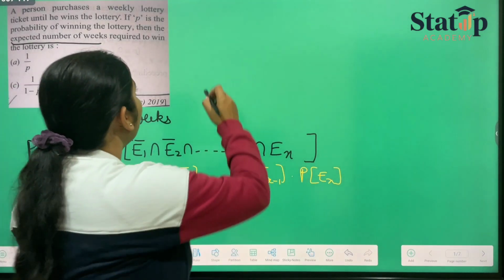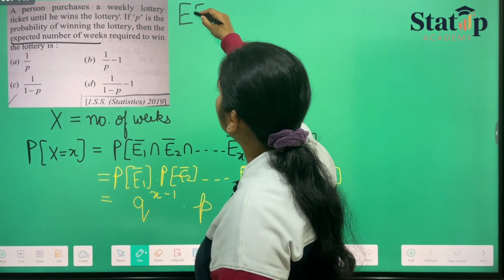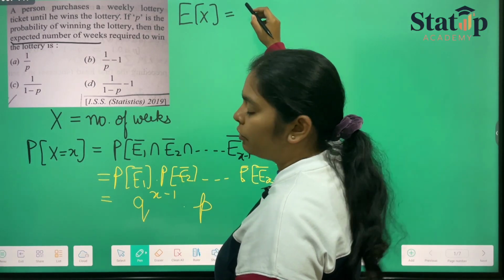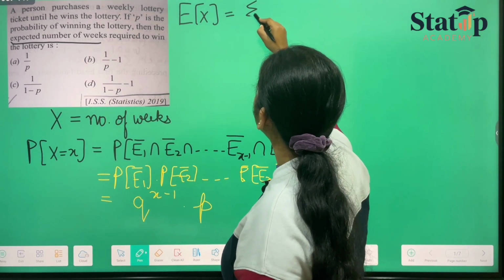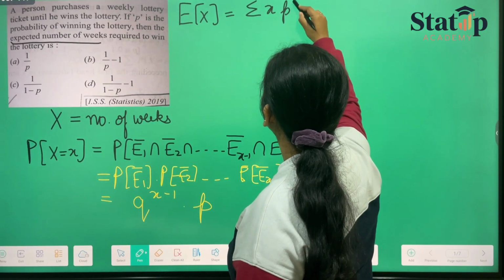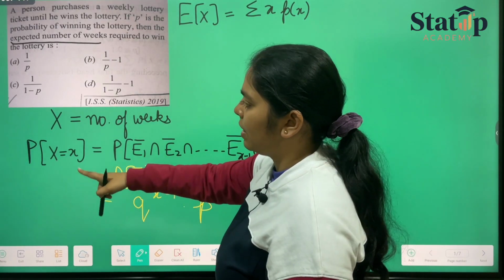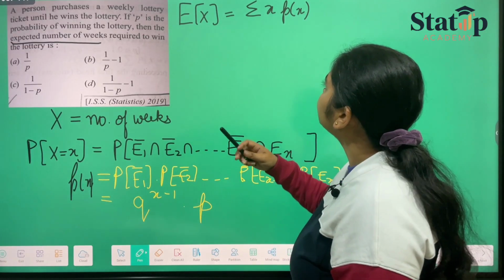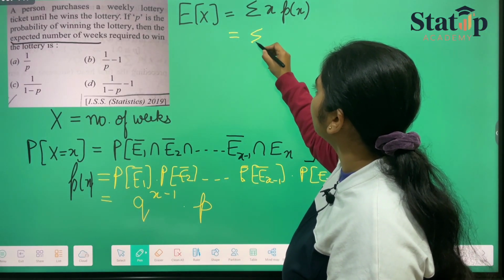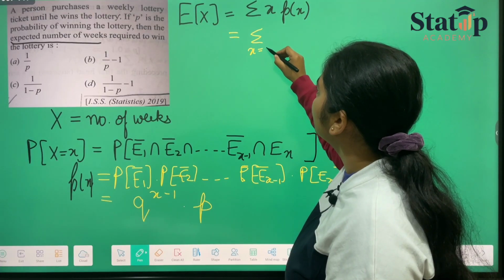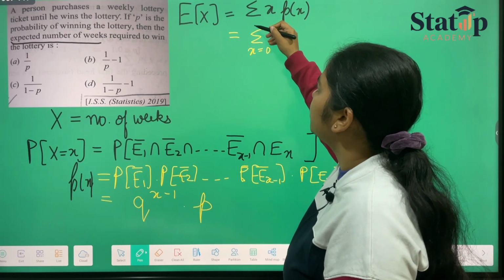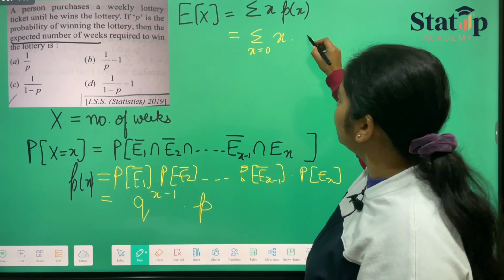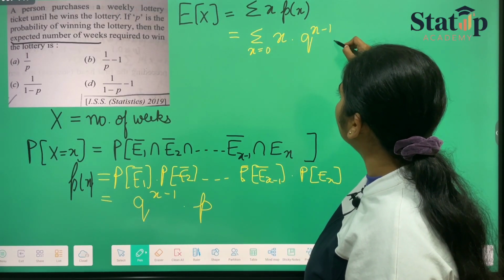Expected number of weeks. Whenever we find the expectation of anything, for a discrete random variable the formula is the summation of x into PMF. Here the PMF has been taken as this only, P(X equals x). So it will be the summation of x going from 0 up till infinity, x into P(x), which will be q raised to the power x minus 1 into p.